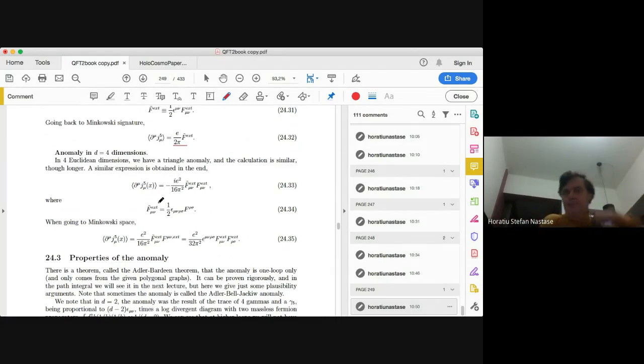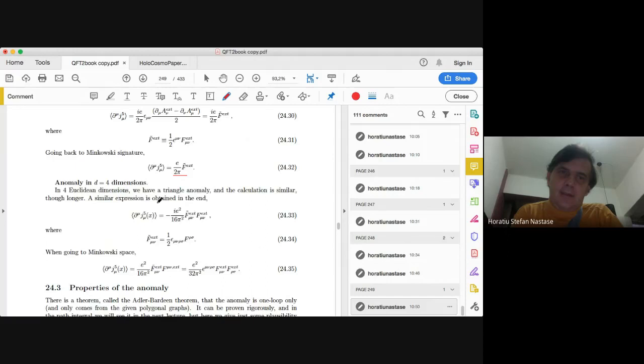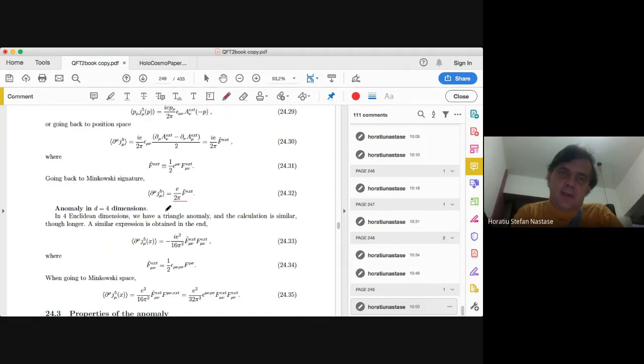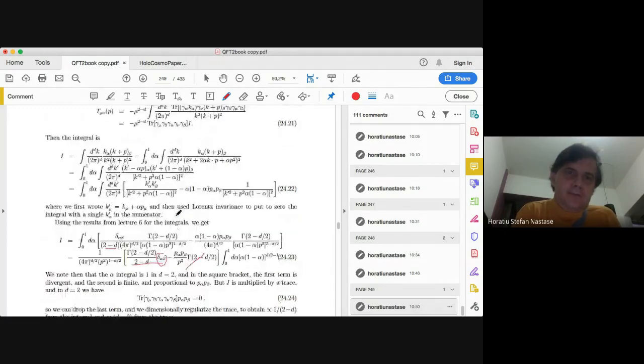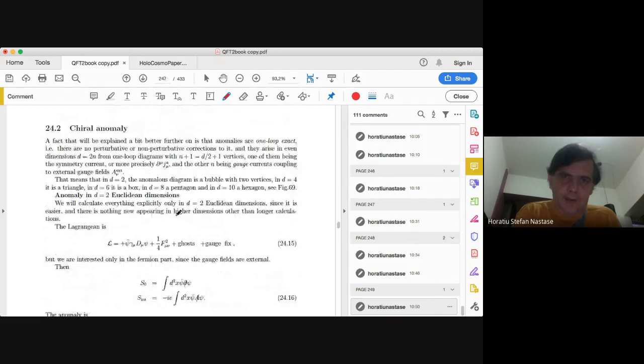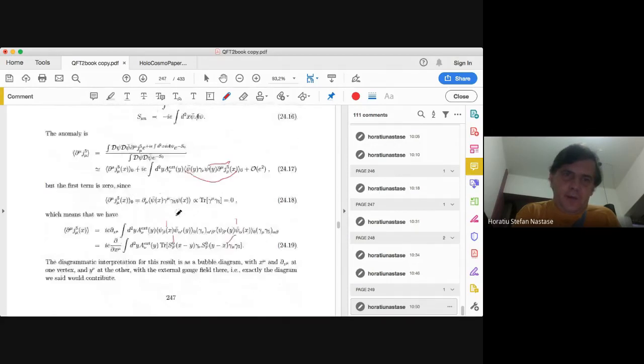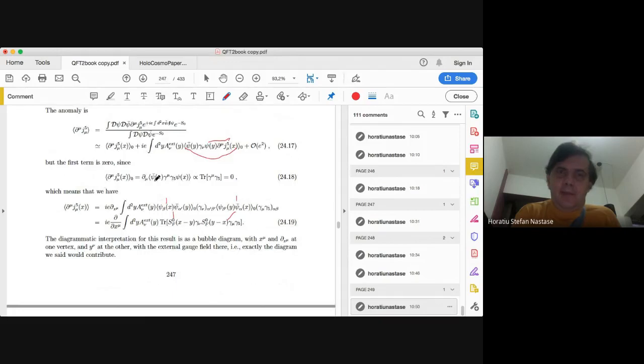So you can do exactly the same calculation in 4 dimensions, and in 4 dimensions we have a similar calculation. The only thing that changes is we get a triangle anomaly. You also can see that the tree level result is 0 just because it's proportional to one of these traces that is 0. And then you concentrate only on the one loop result.